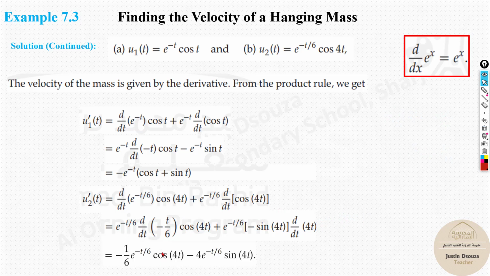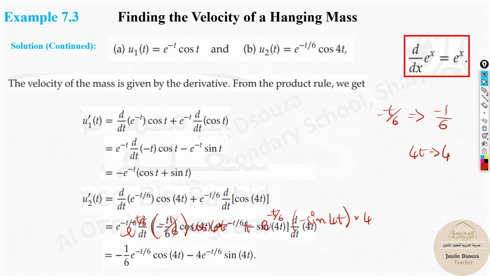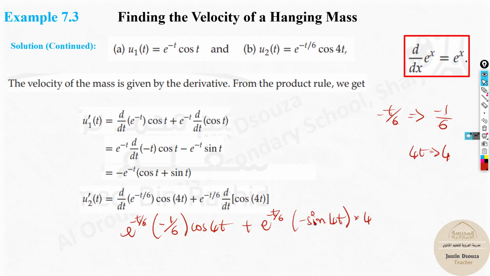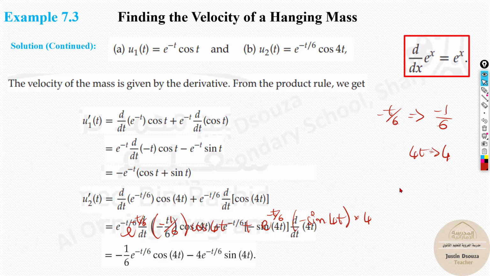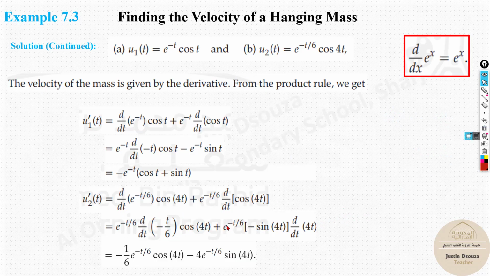Whatever we did was just a rearrangement. You can see over here, minus 1 by 6 is written first, and then e to the power t by 6. And then over here also cos 4t, and then minus. The numbers are written first, and then the arrangement. That's the same thing. If you write this much, it's more than enough, you'll get the full marks. So that's how we basically solve this. I hope this is clear.